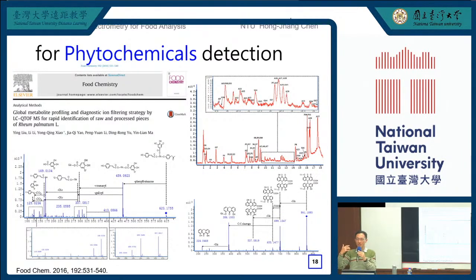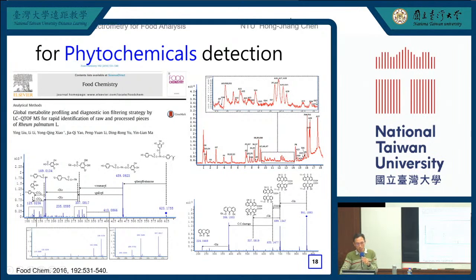That's because I don't want to do the common experiment. Everyone could do that. I want to challenge myself. So this one is for phytochemicals. And you can see that for this LCQ12 MS, they have generated many kinds of spectrum, many peaks in the chromatograms. And then we will identify each peak by using the fragmentation.